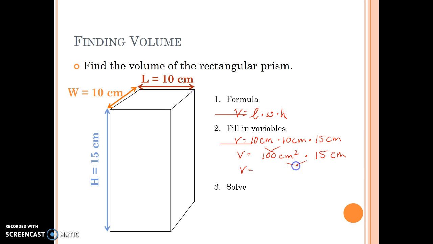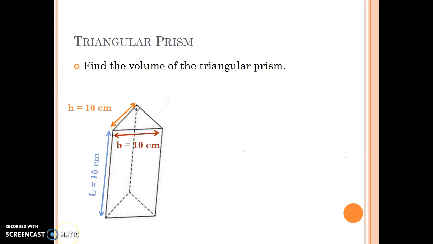So now we're going to do those two. Volume equals 100 times 15, which equals 1,500. Centimeters squared times centimeters is going to be centimeters cubed. Okay, and that's what we're going to put down here under solve. Our volume of this particular rectangular prism is 1,500 centimeters cubed.